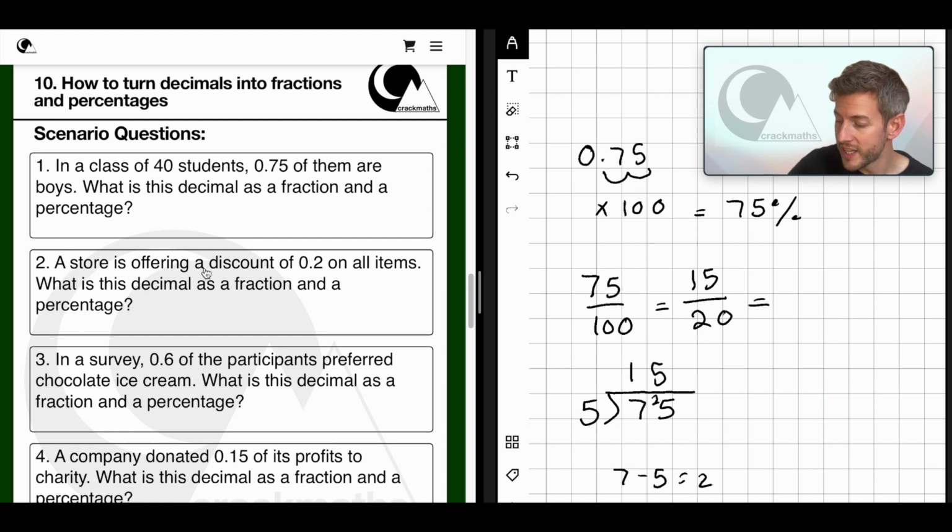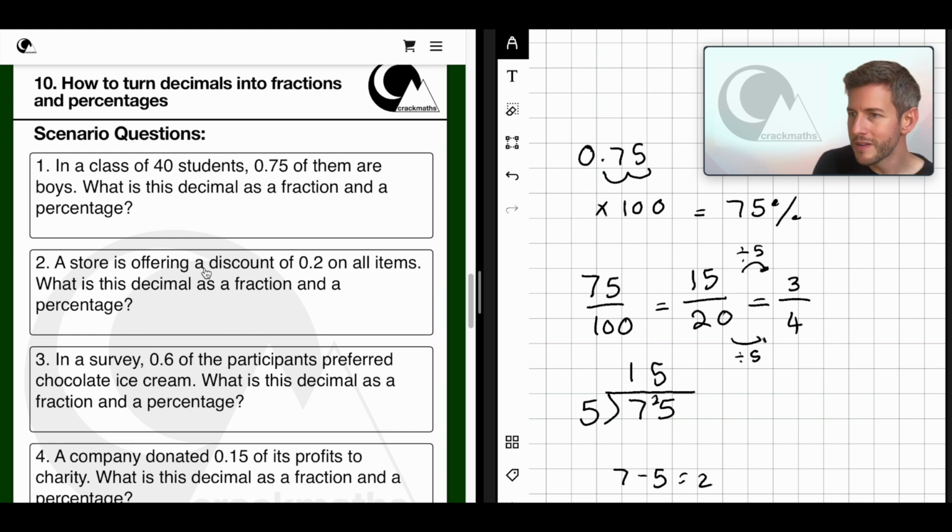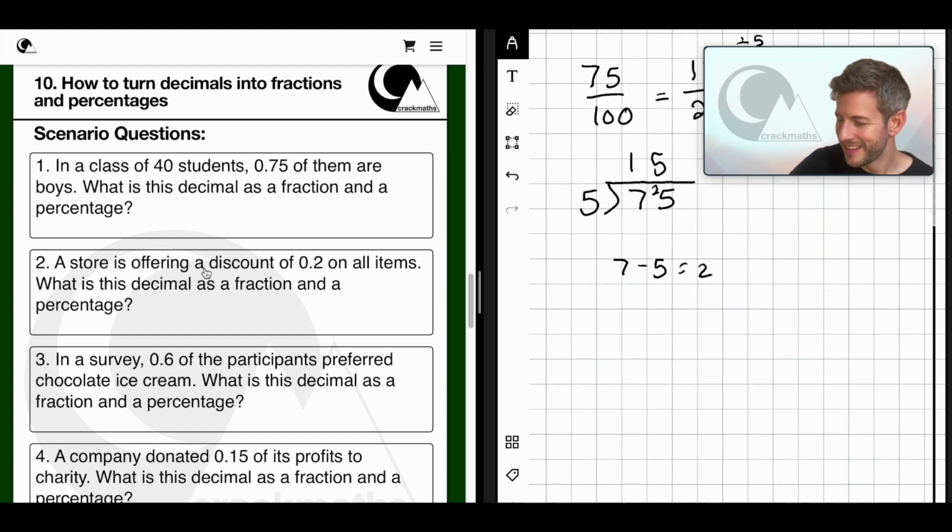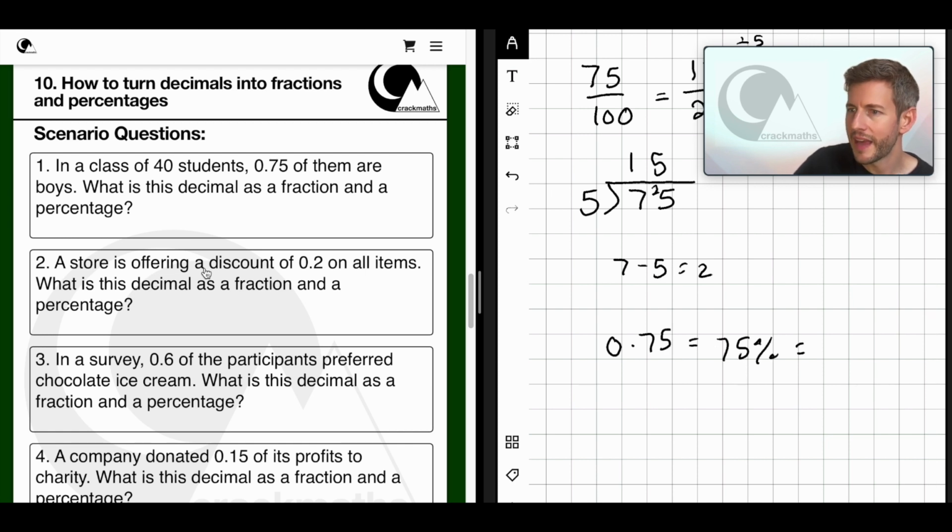And now we recognise we can simplify both of these again by dividing by 5 again. And 15 divided by 5 is 3. And 20 divided by 5 is 4. So we know that 0.75 equals 75%, and it also equals 3 over 4. Now you may have known that beforehand because 3 over 4 is one of the more recognisable fractions. But if not, this is how we work it out.